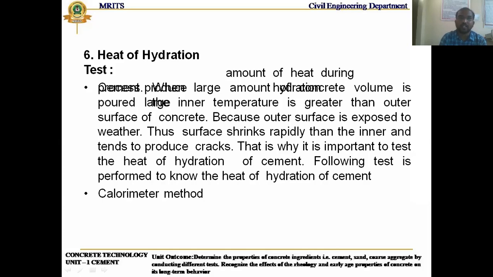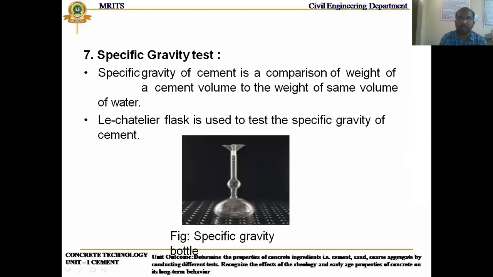And the heat of hydration, the amount of heat liberated, we have seen this one, and the heat of hydration can be determined by using the calorimeter method. By using that we can determine the amount of heat liberated when we add water to the cement. How much heat is liberated, we can measure using the calorimeter method.